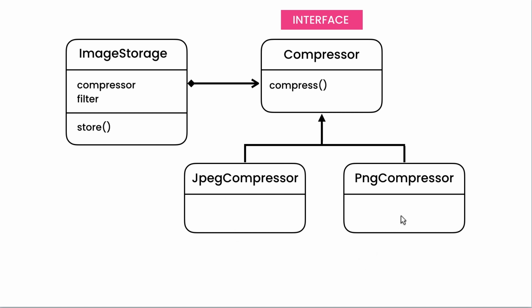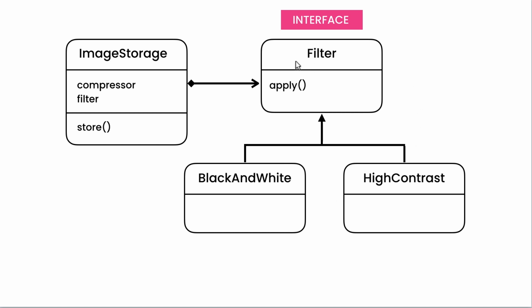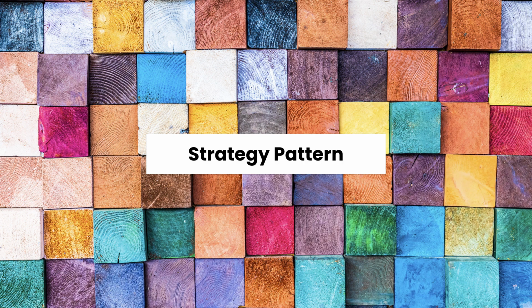Now, we can use the same technique for solving the problem of filtering. So we introduce a new interface called filter with a single method called apply. And then we can create a bunch of classes that implement this interface, like black and white filter, high contrast filter, and so on. Once again, we're following the open-close principle. So if you want to support new filters, we simply create new classes that implement the filter interface. And that's what we call the strategy pattern.